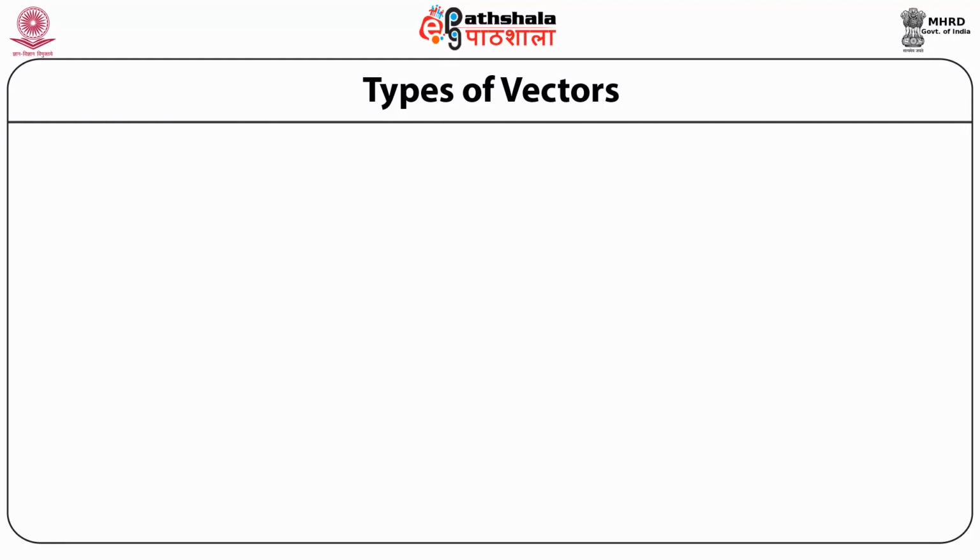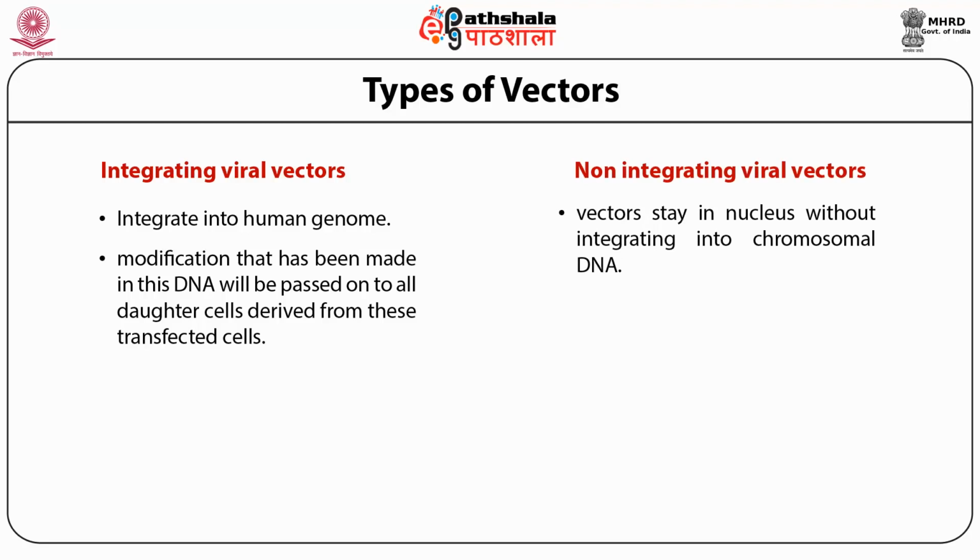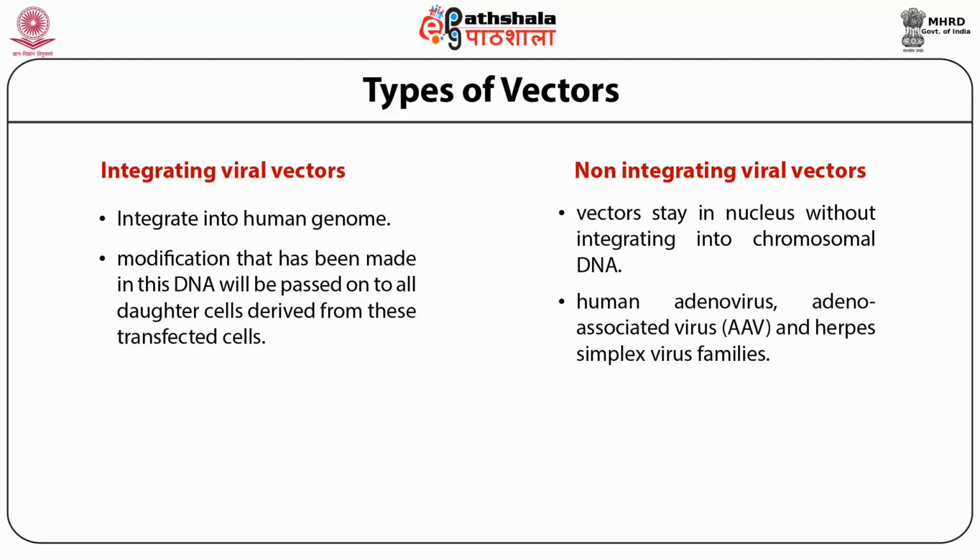Let's see how integrating viral vectors and non-integrating viral vectors differ from each other. Integrating viral vectors like lenti or retroviruses integrate into the human genome. As a result, the modifications which are made in this DNA will be passed on to daughter cells derived from these transfected cells. Whereas non-integrating vectors stay in the nucleus without integrating into chromosomal DNA. Human adenovirus, adeno-associated virus, and herpes simplex virus belong to this category.